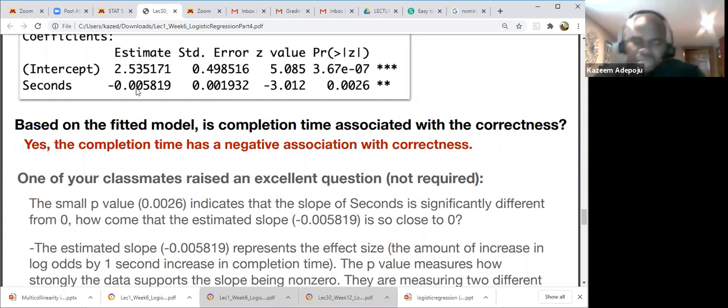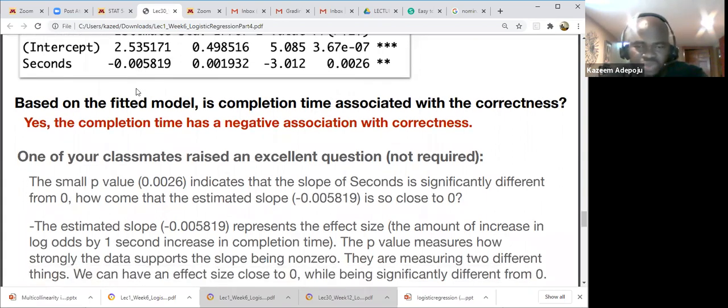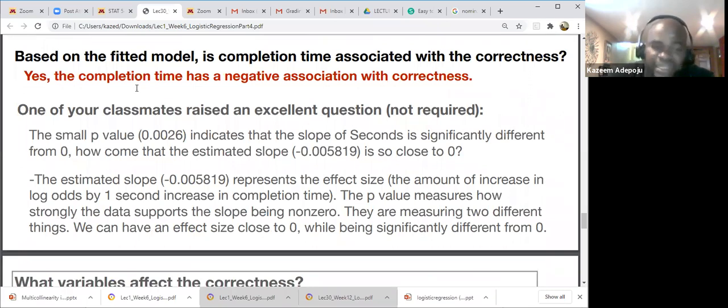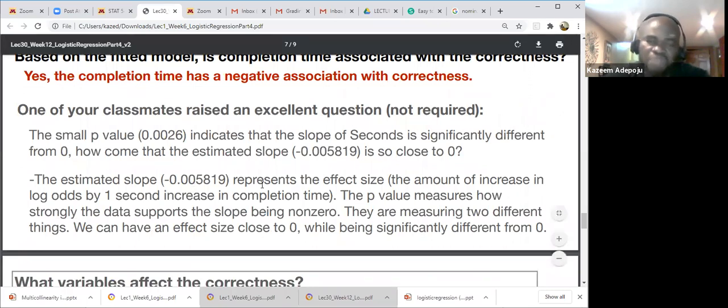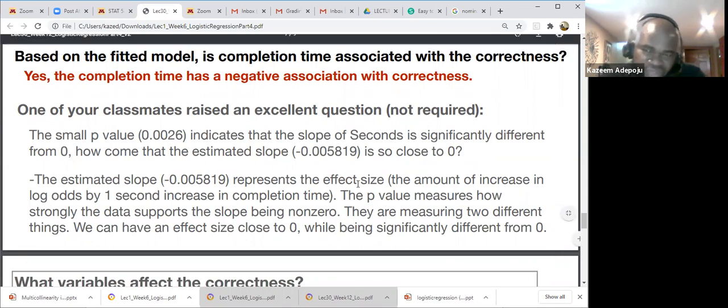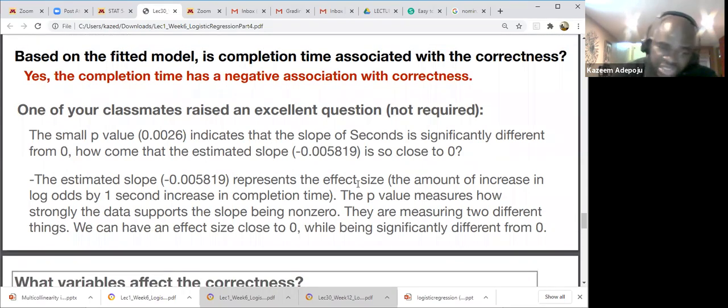Okay. Now I'm going to tell you why. The estimated slope represents the effect size. That is the amount of increase in the log odds for a 1 second increase in completion time. When there's a unit increase in completion time, the amount of increase in log odds is what it represents.